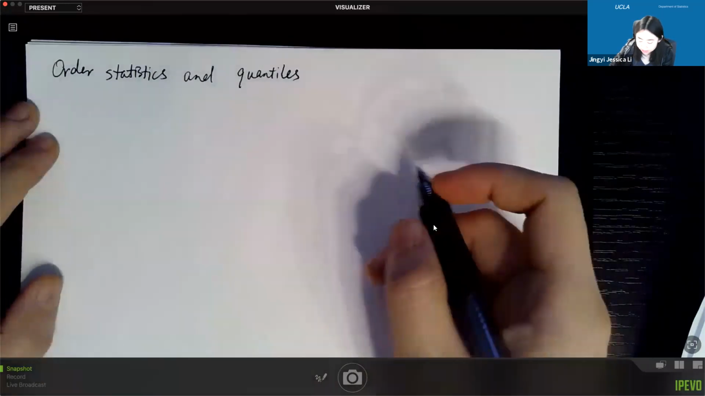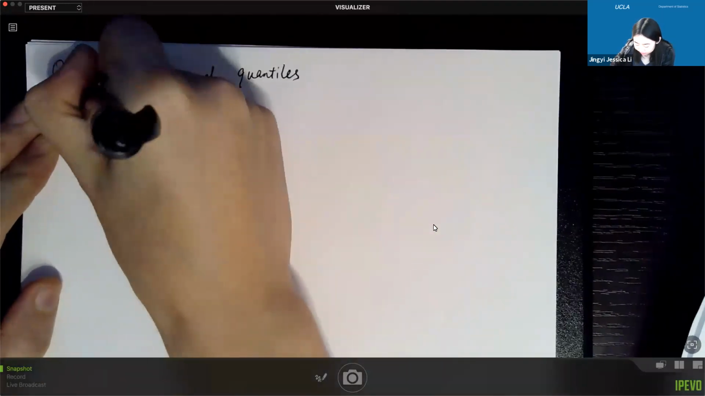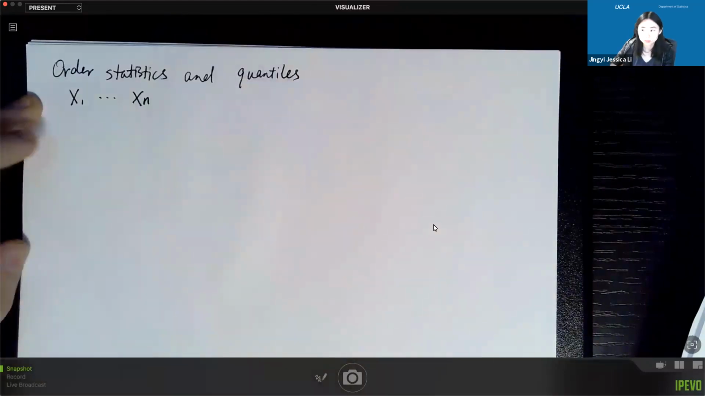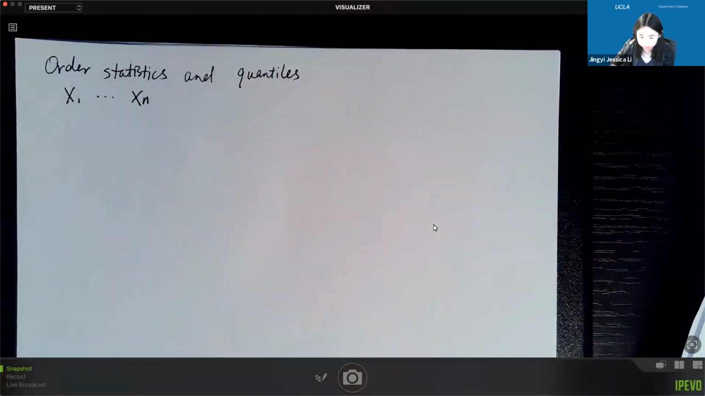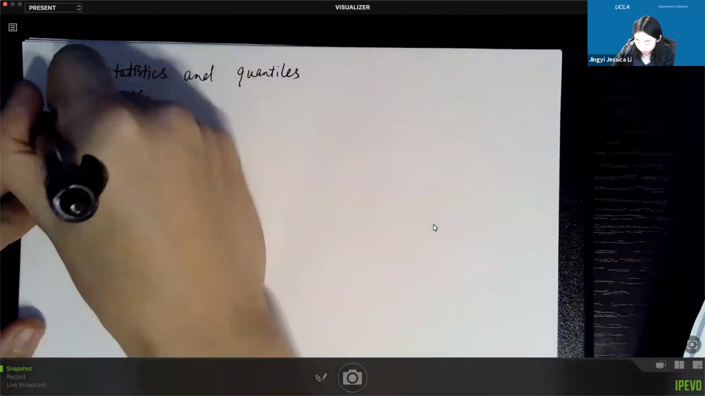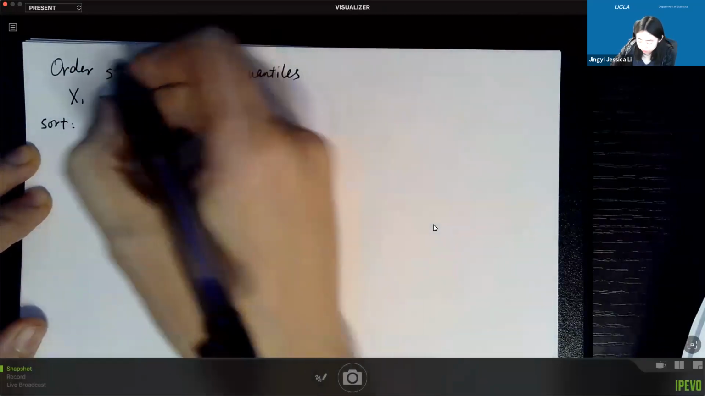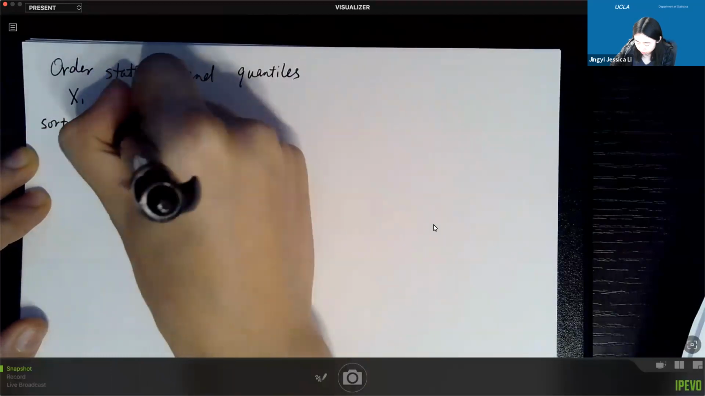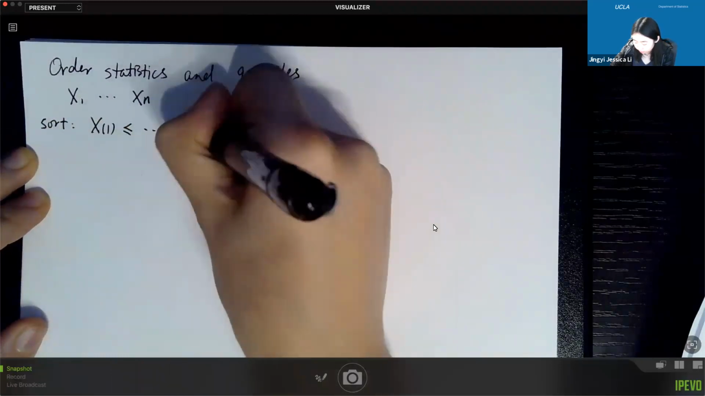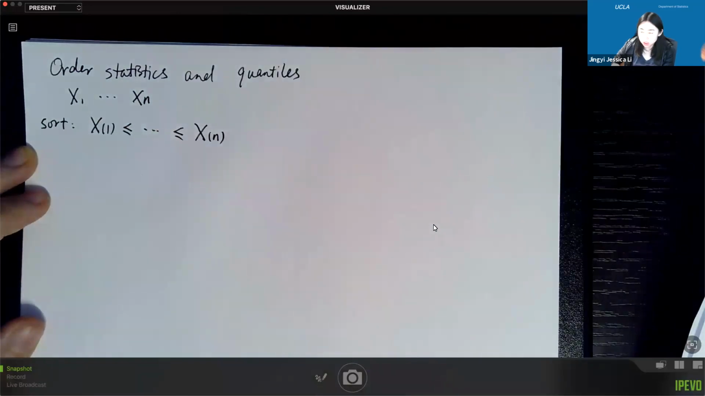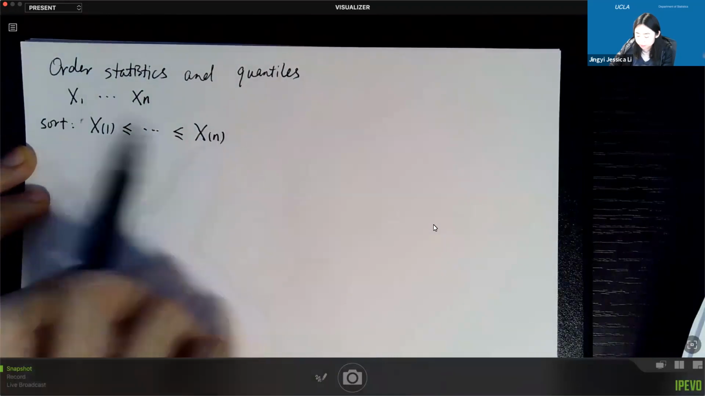So here, let's say that we have random variables x1 to xn, and we order them. You can say it's a sort operation. We sort them from the smallest to the largest. Then we use the subindex with braces to indicate that they are the orders, not the original index. One thing I want to note is that in order statistics, everything depends on n.